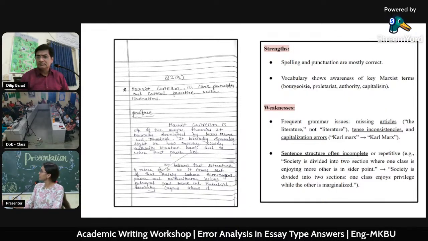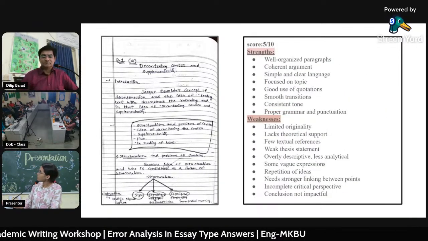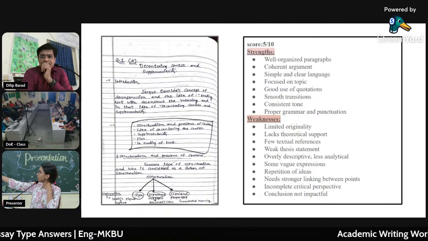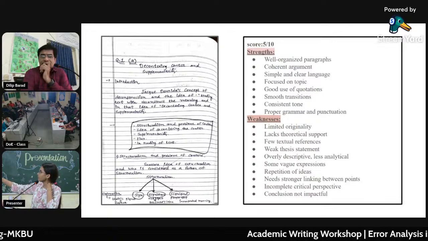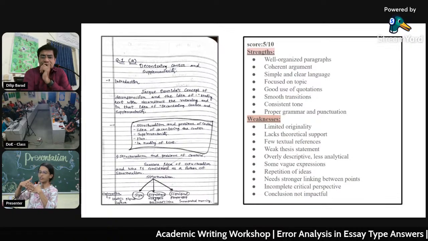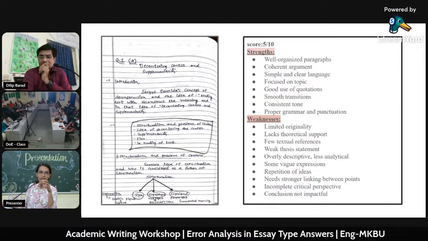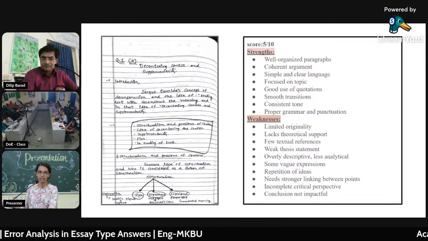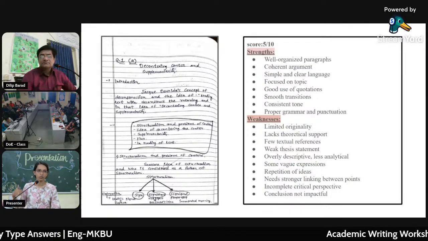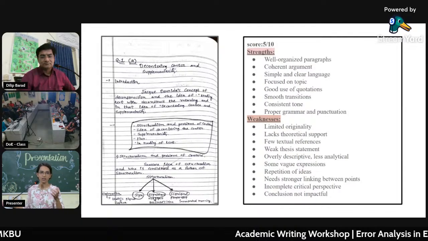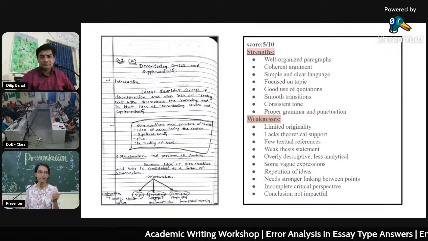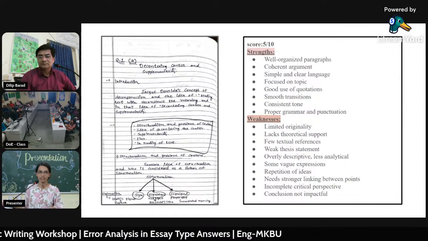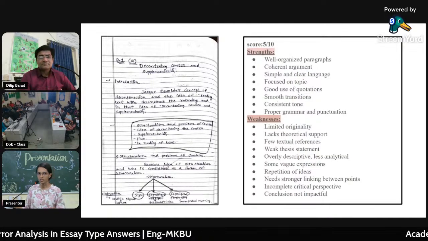Next. In this also, a weakness is limited originality, and not much reference to writers or any idea of major writers. And also, as sir mentioned, we mostly give time to our answer, but the conclusion remains the leftover part in our answer sheet. So it is also a major weakness of most of the students. Next, Anishtha.